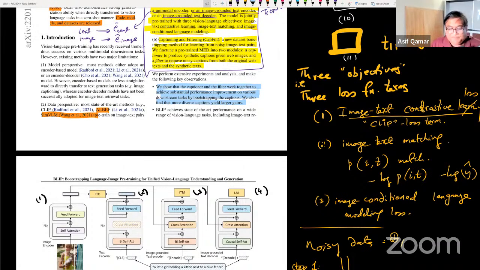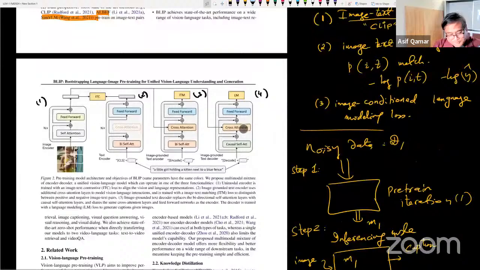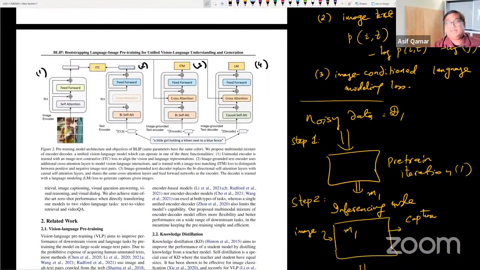Next point, they say, BLIP achieves state-of-the-art performance on a wide range of vision tasks, including image text retrieval. That is obvious, for a search engine. It can do everything CLIP can do. Definitely search, because it can create embedding vectors out of images and out of text. Image captioning, because it's a generative model. Obviously it can do image captioning.